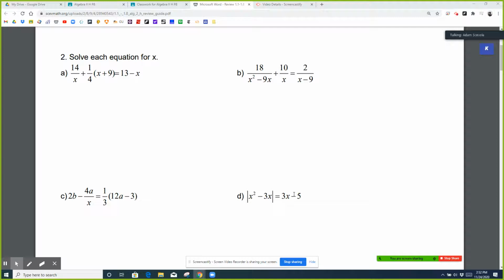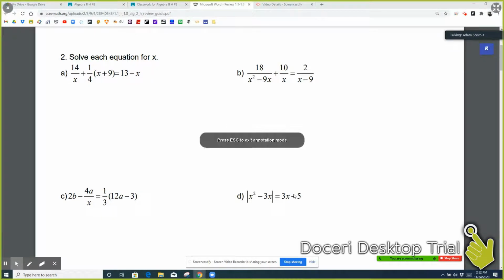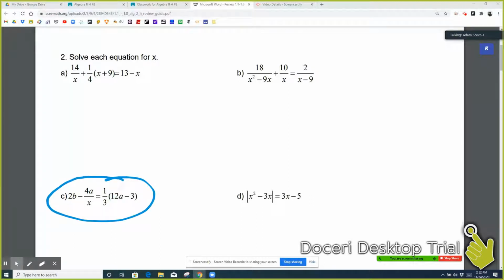All right, for this video, we're going to go over 2C on the 1.1 to 1.8 review. So we have to solve for x, and this is called the literal equation. Maybe it's not called the literal equation, but it has more than one variable, and we're trying to isolate x.